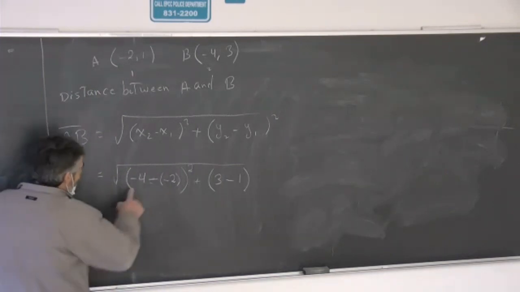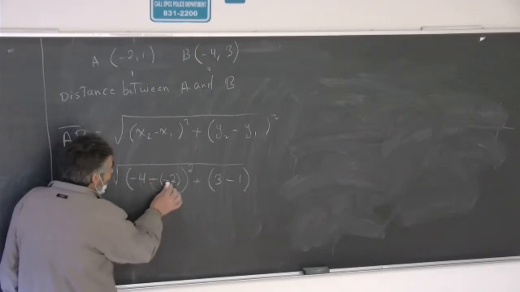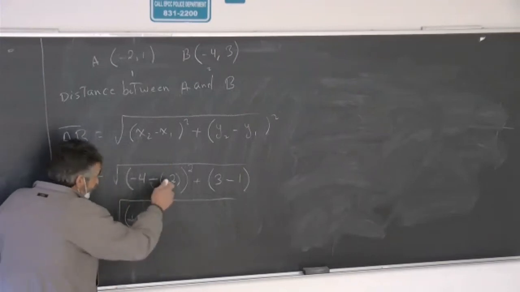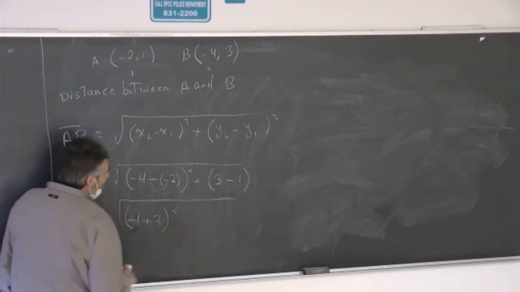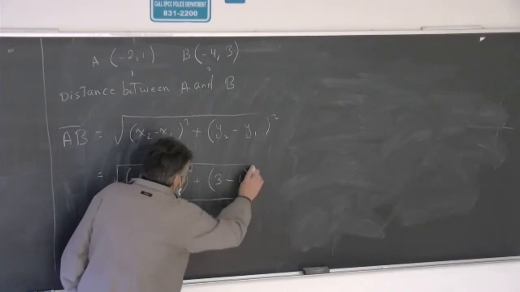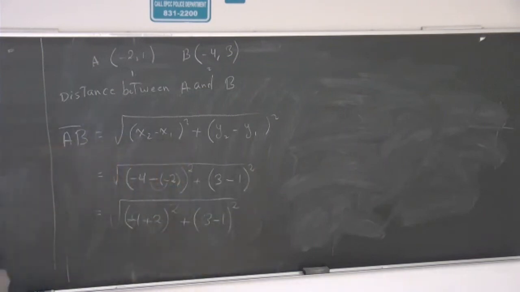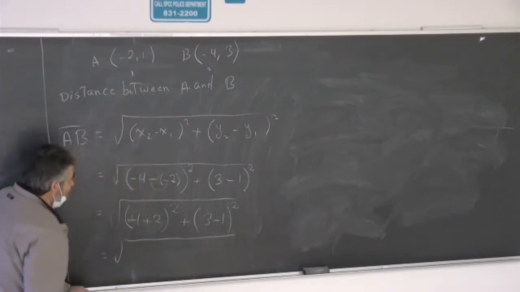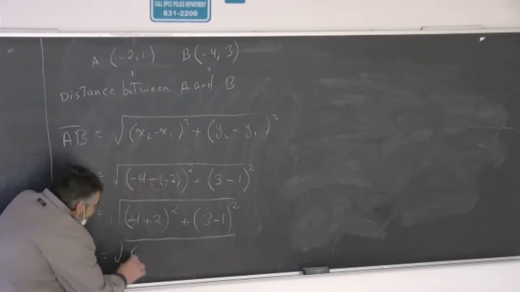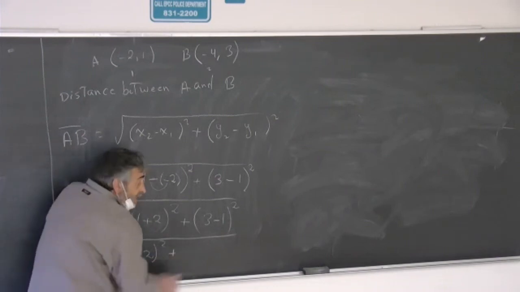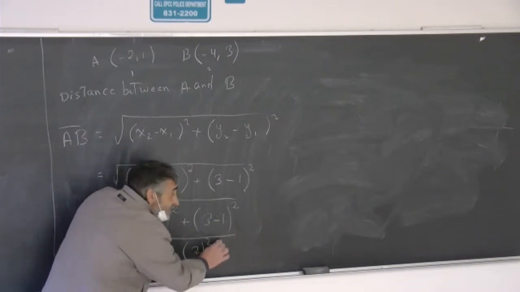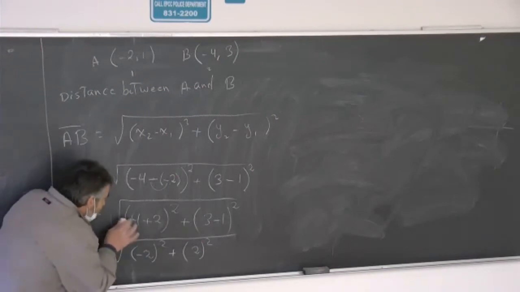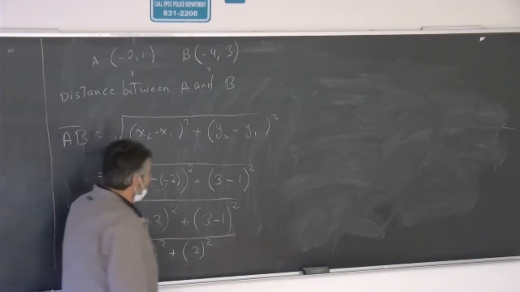So let's do this. Before I evaluate anything, I need to remove these parentheses, right? So now we have a square root of, so that's going to be negative 4. Negative and negative makes a positive. So that's 2 plus 3 minus 1 squared. Now I'm going to evaluate each portion. Minus 4 plus 2 is negative 2 squared, plus 3 minus 1 is 2 squared.